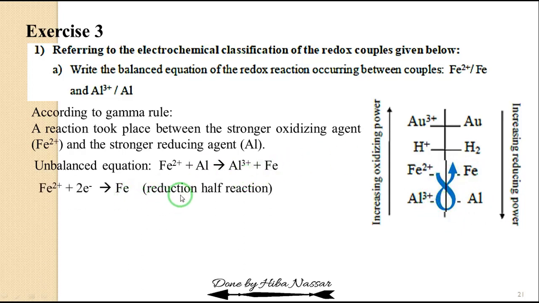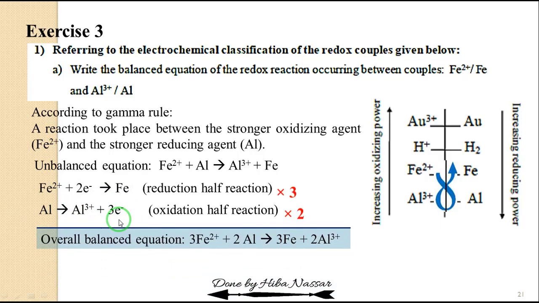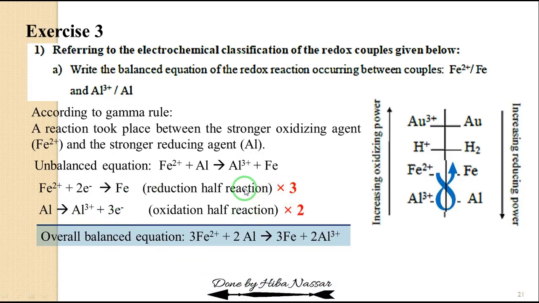So here the reduction half reaction will be Fe2+ plus 2 electrons giving Fe. For the oxidation half reaction we have Al gives Al3+ plus 3 electrons. And by multiplying the reduction half reaction with 3 and the oxidation half reaction with 2, you will get the overall balanced equation where we have 3 Fe2+ plus 2 Al giving 3 Fe plus 2 Al3+.